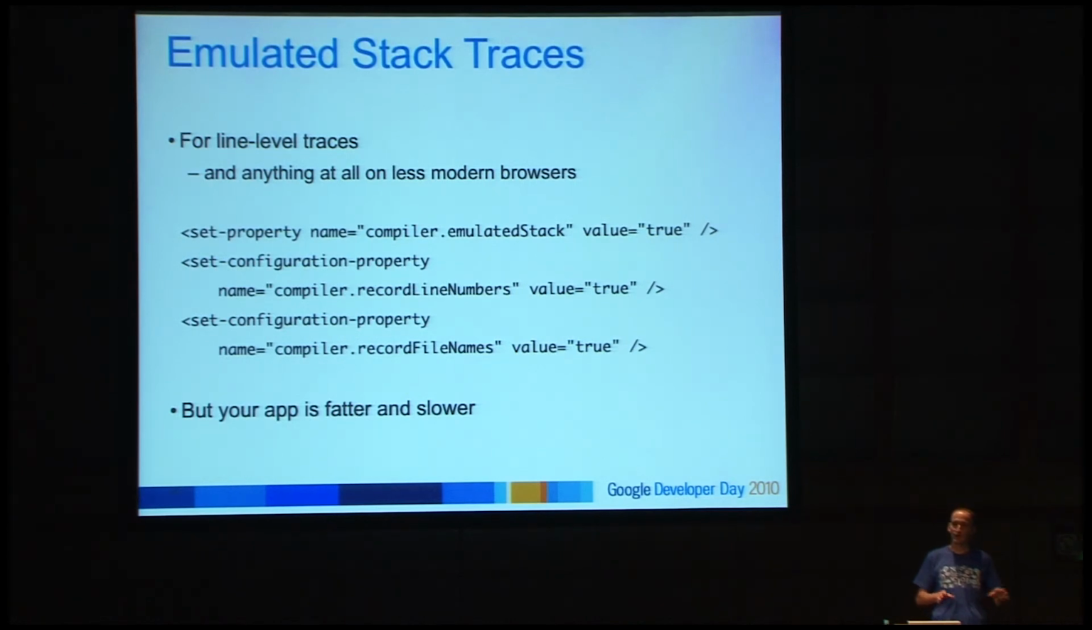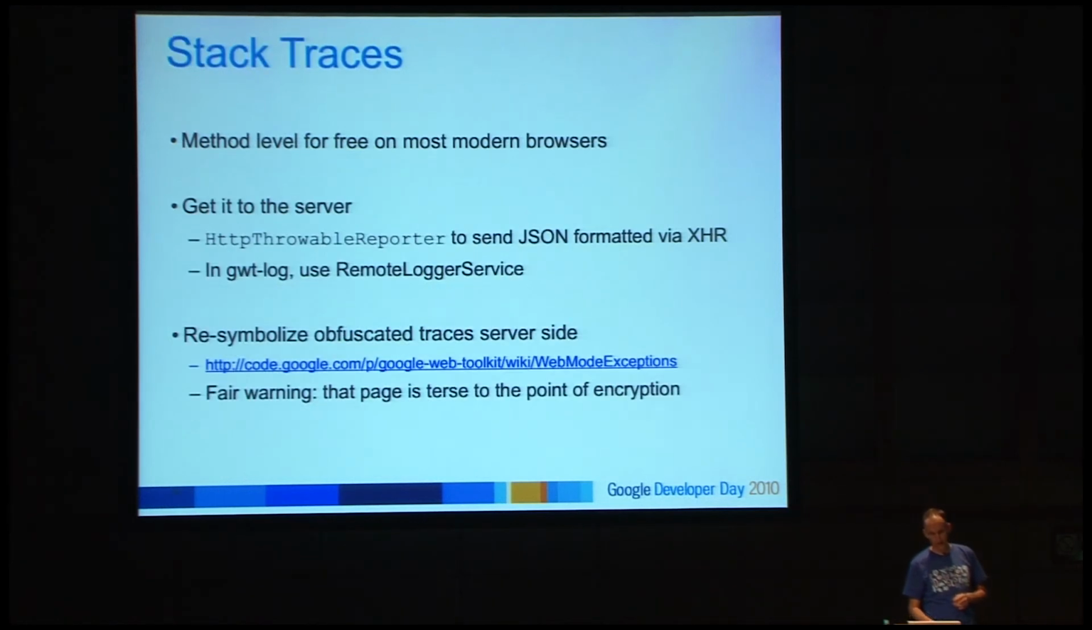And then you can say, I'll take 1% of user traffic, and I will give them a version of the app with stack traces. So that if a problem occurs, that 1% of users can still report those error messages back to you. Now, if you have these stack traces, you need to get them to the server. There's a couple ways to do that.